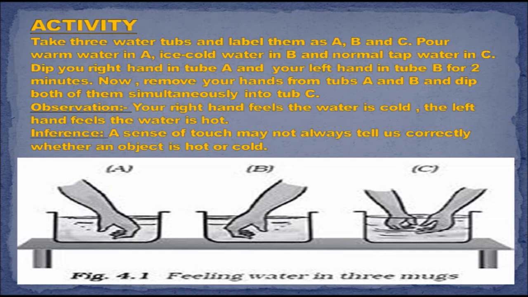Now remove your hands from tubs A and B. Dip them simultaneously in tub C. Observation: while your right hand feels the water is cold, the left hand feels the water is hot. A point of inference: a sense of touch may not always tell us correctly whether an object is hot or cold.